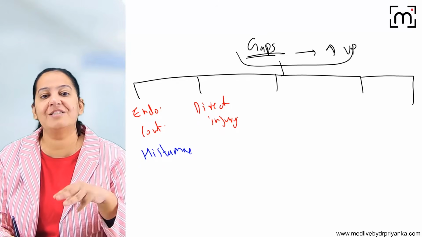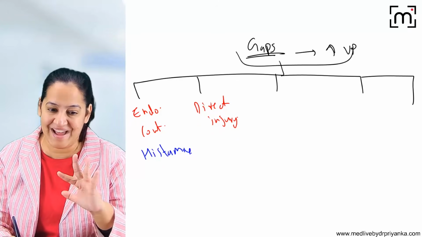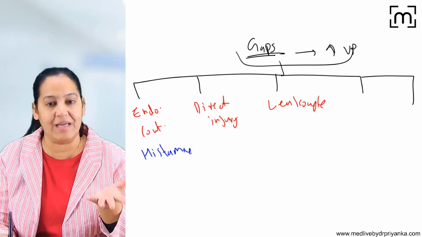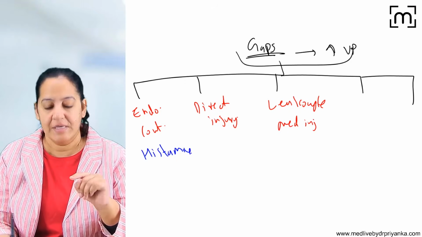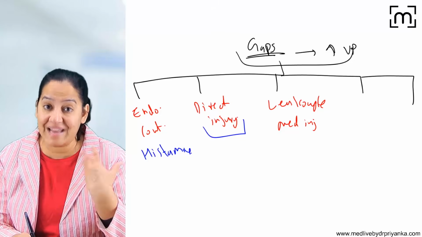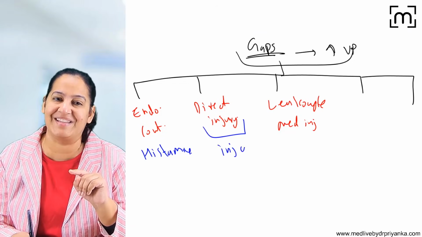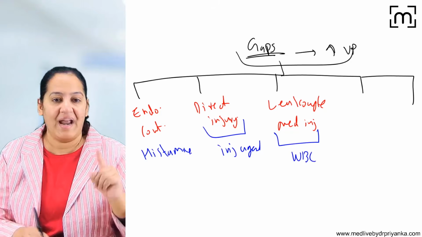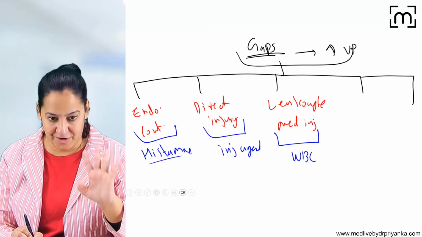Okay. The third is by the army. The gap is not created by terrorist, it is created by army. It is known as leukocyte. Leukocyte means WBC. Leukocyte mediated injury. So here the gap is created by terrorist, I mean the injurious agent. And here the gap is created by army, I mean the WBC. And here the gap is created by histamine. I hope you are getting it.